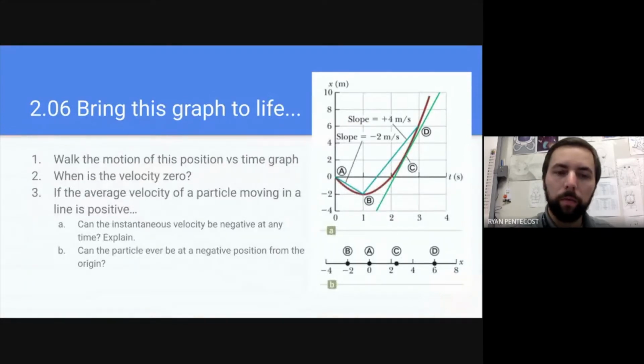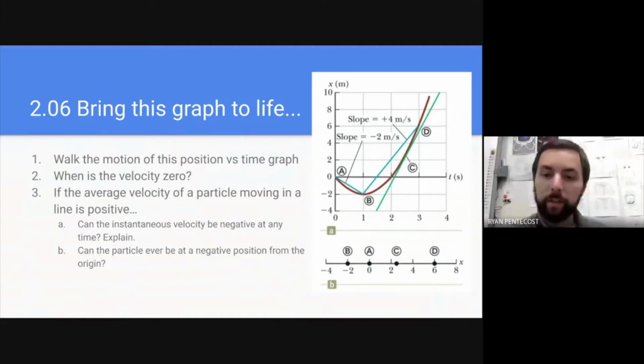So the first idea that we would do in class is to walk the motion of this position versus time graph. So you have position on the y, time on the x. Position is in meters, time is in seconds. The actual graph, I guess the actual data, is in the red line, the red parabola. The slope is shown in blue. I think that's supposed to be blue.